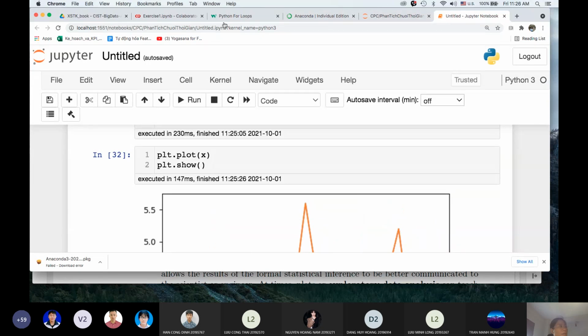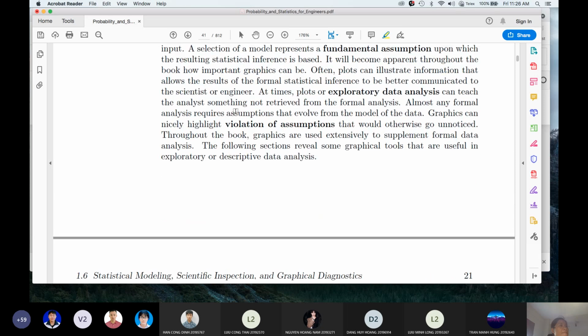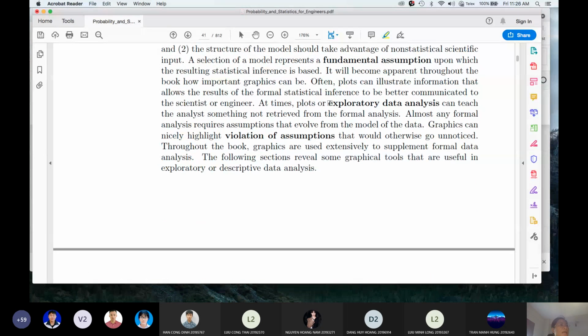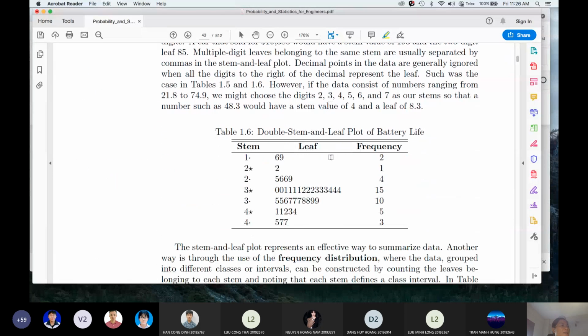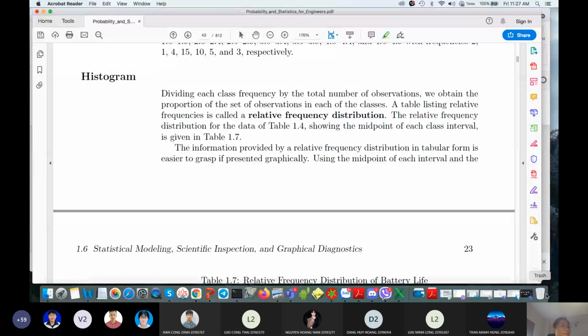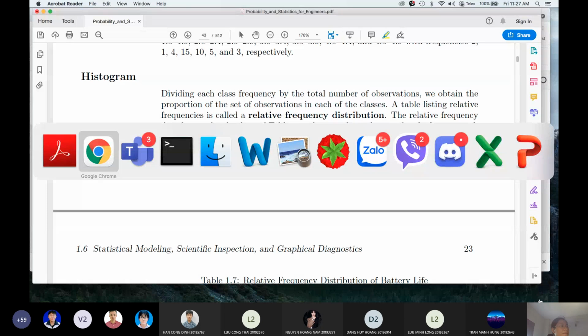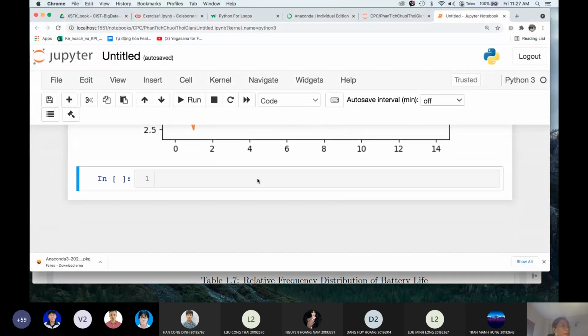Now we want to do exploratory data analysis. How do we do it? We use a histogram. Okay, histogram: plt.hist of x.